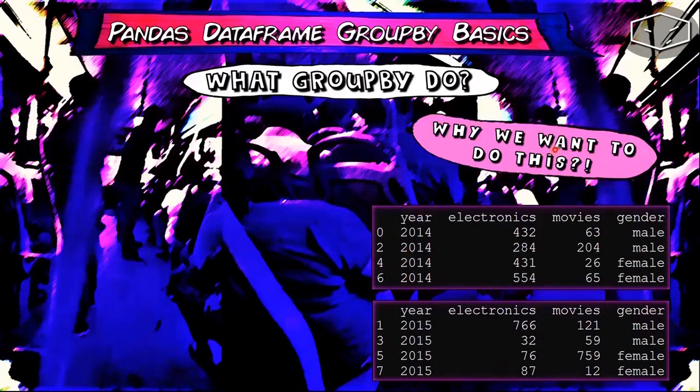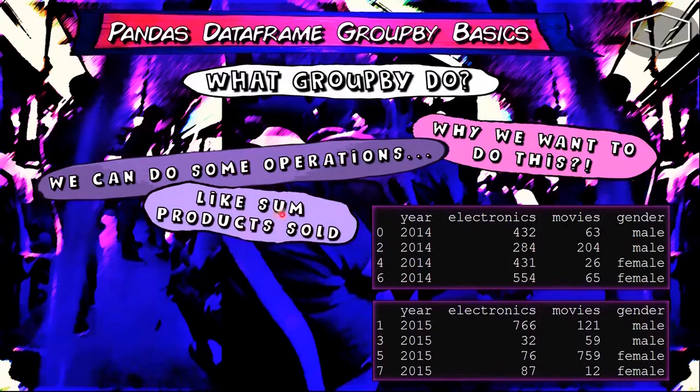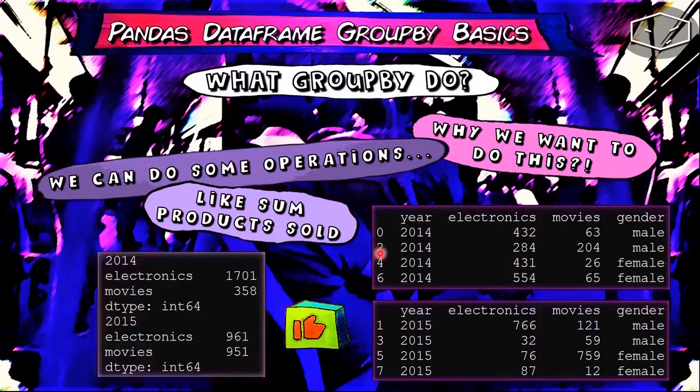And why do we want to do this? Well, we can do some operations over these groups, like summing the products sold by year. So we will get something like this, where we have the number of products sold in each year. Now that we know this, let's do the code.